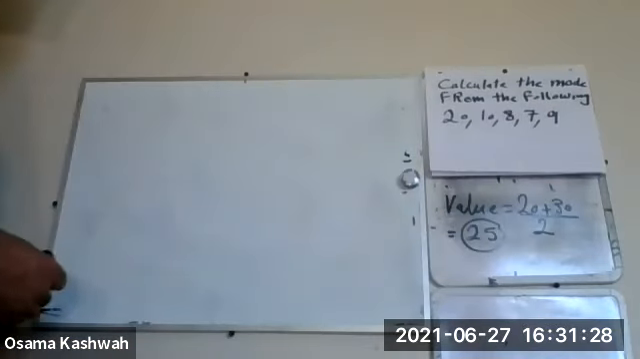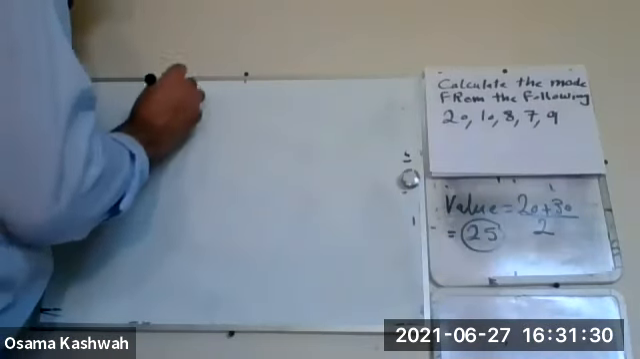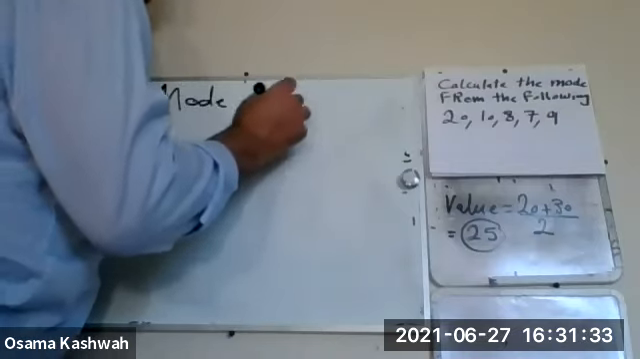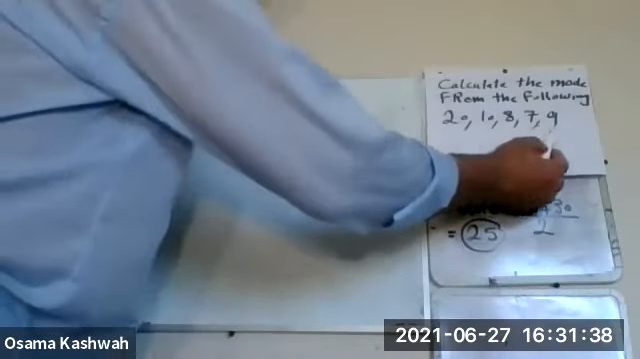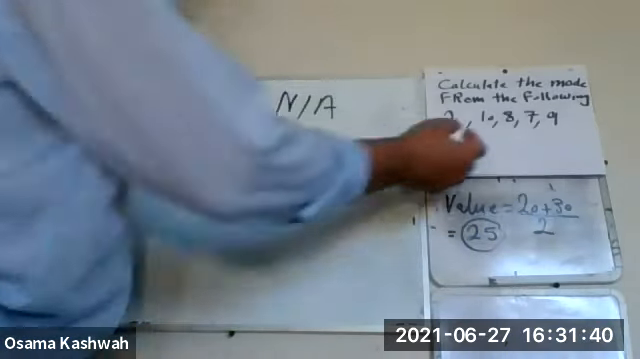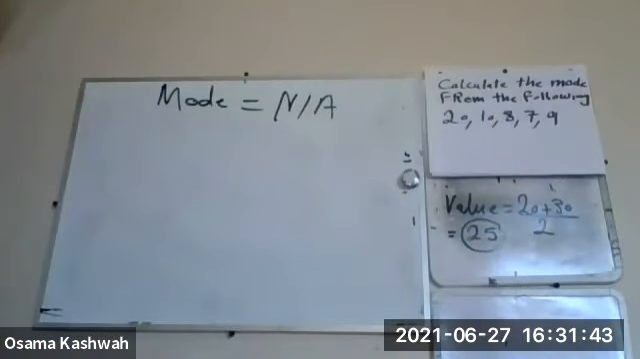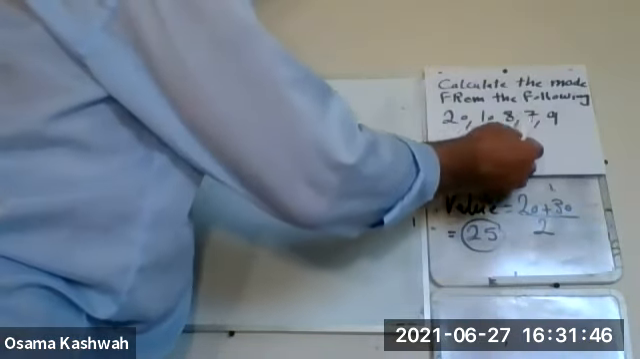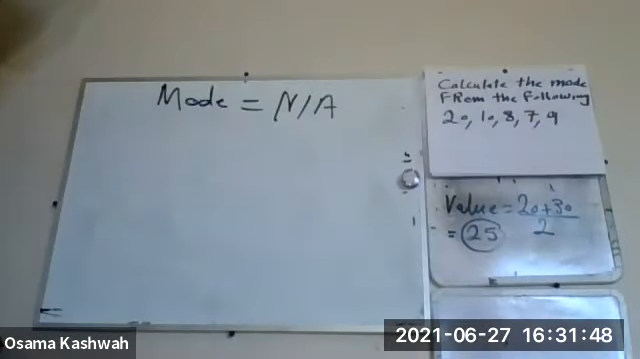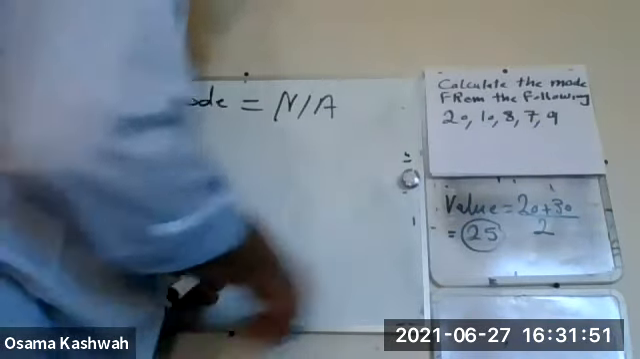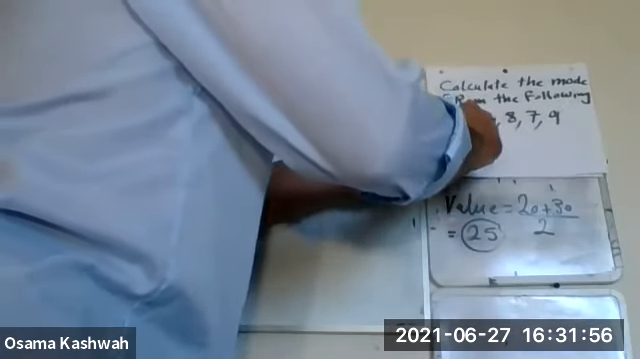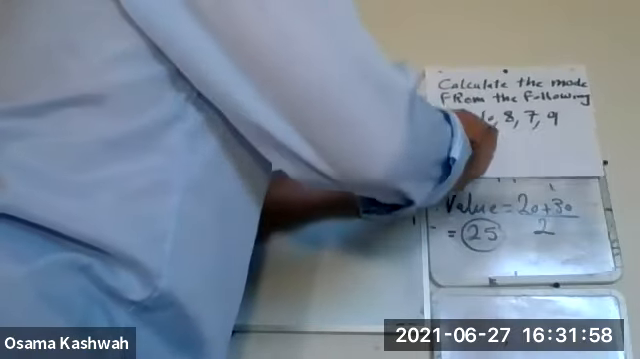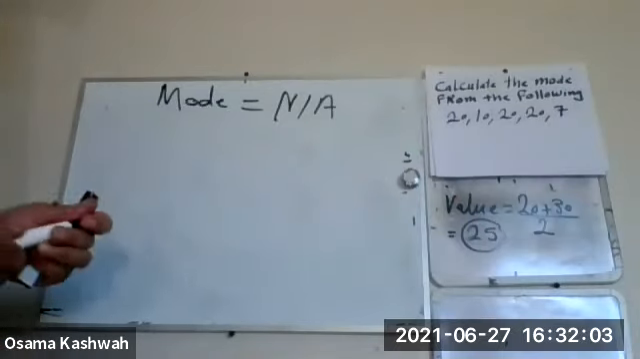So is there any mode here? There is no mode, not available. Why not available? Because no number is repeated here. If I have any number repeated, then this will be the mode. But I have 20, 10, 8, 7, 9, where no numbers are repeated, so there is no mode here. Okay, let's go to the second one.